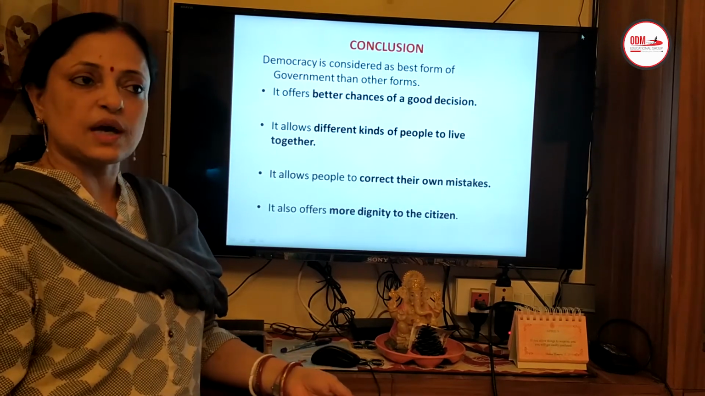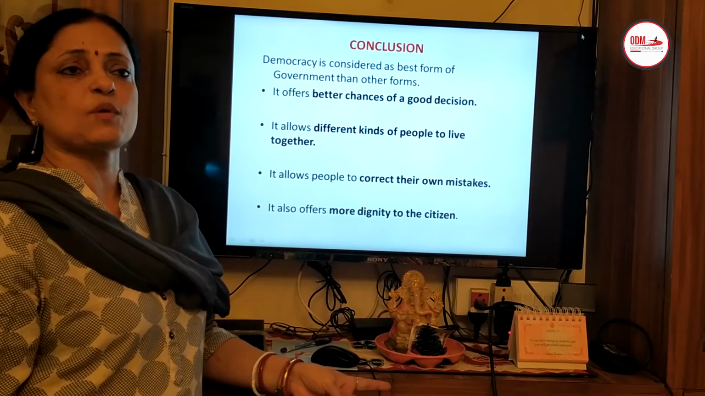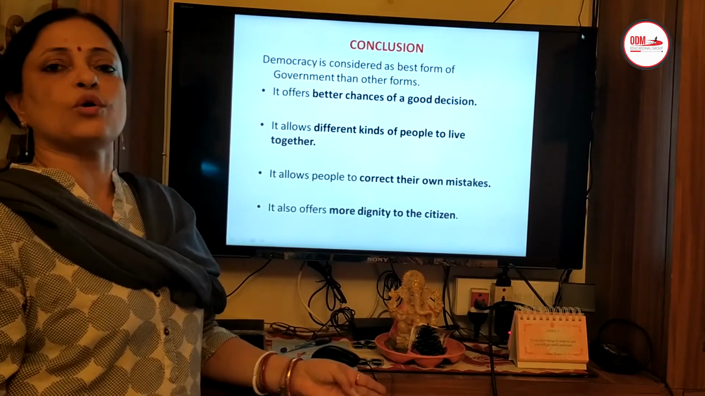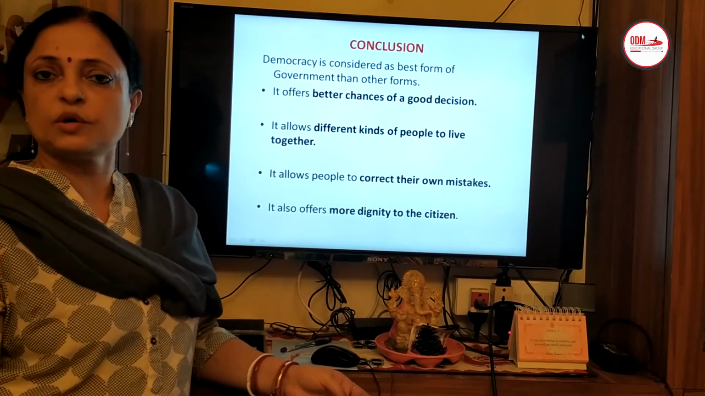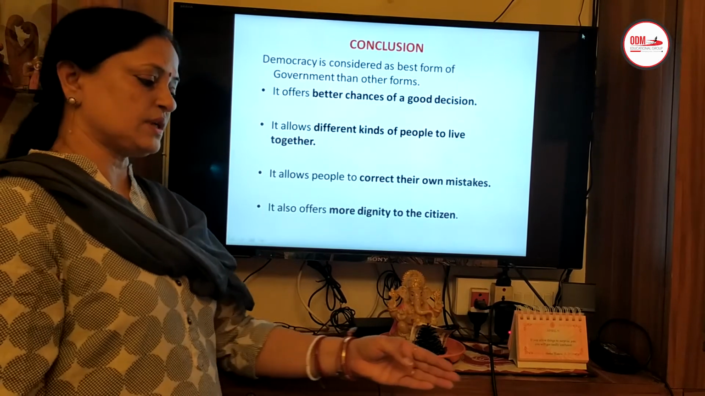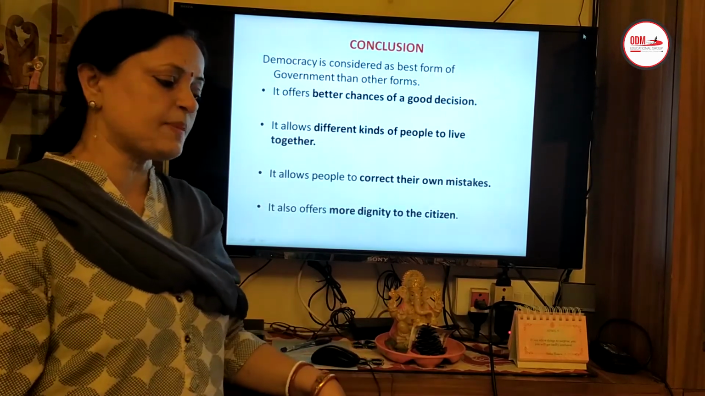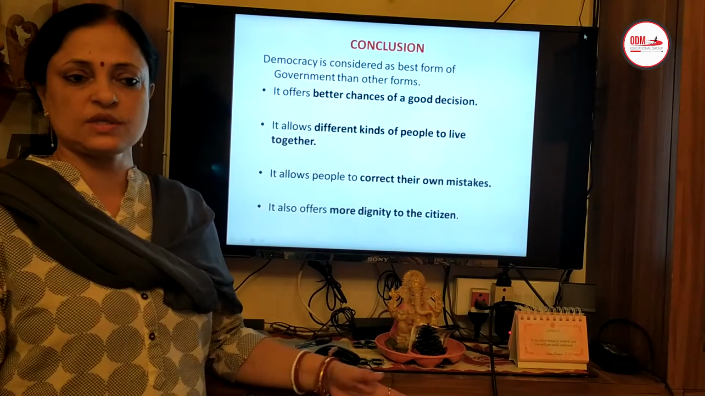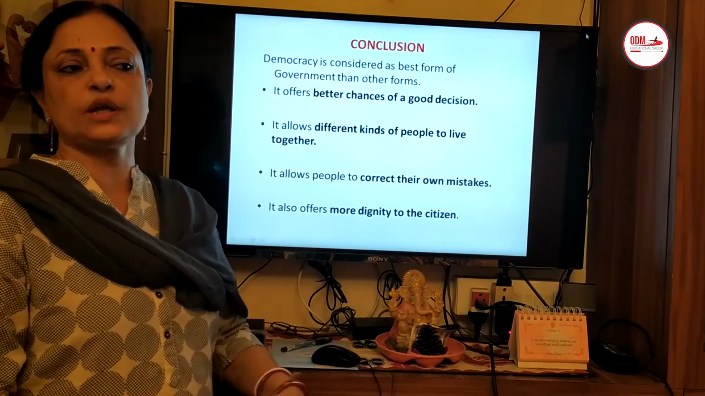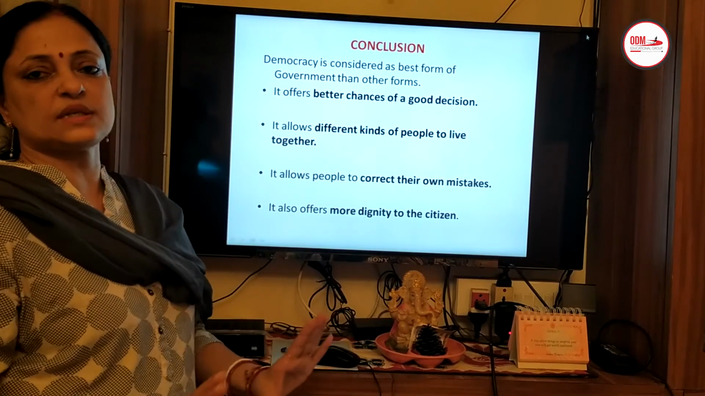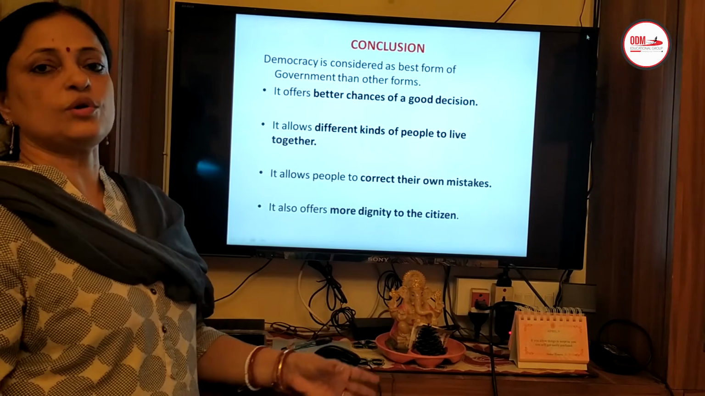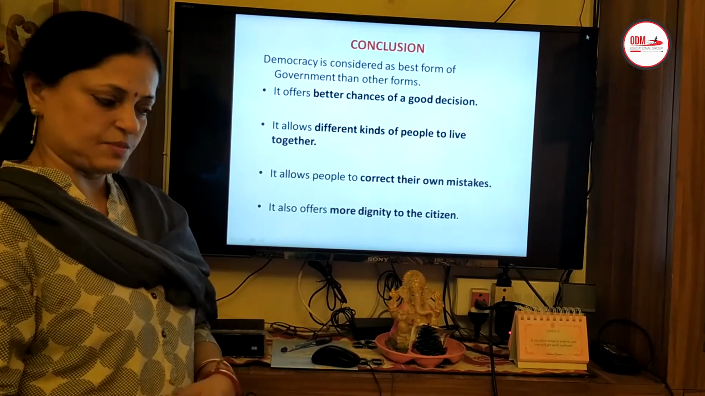When a question comes, why is democracy the best form of government, we can write all the points of the advantages. In short, I have written that it offers better chances of a good decision, because in a democracy a single ruler doesn't take the decision. A joint decision is taken.